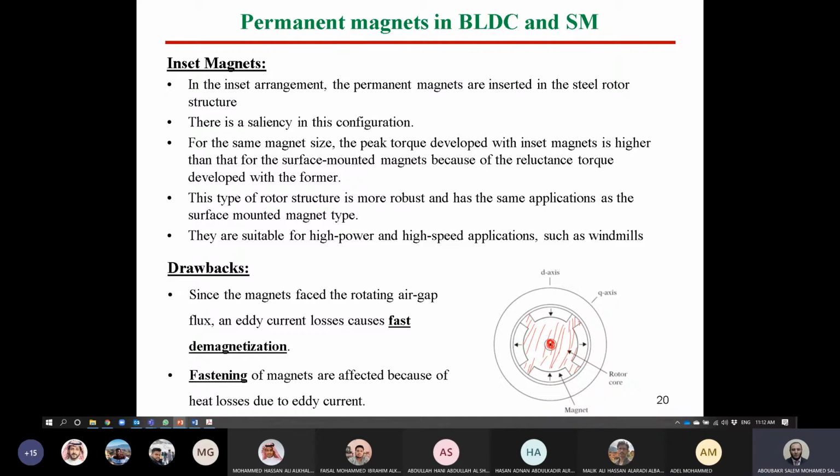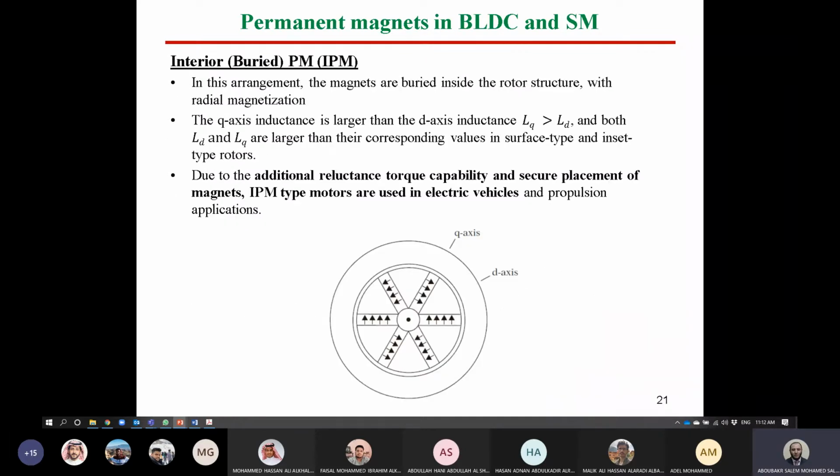So we have another solution which is called interior permanent magnet, which means we insert the magnets inside the rotor structure. This is one shape. It may also be like that, guys. Insert the rotor like that. Okay, it has many shapes.